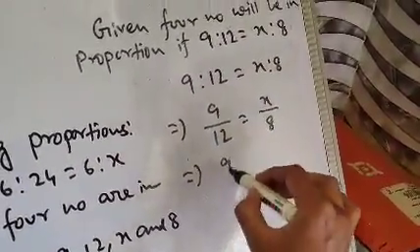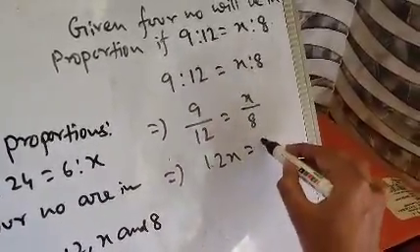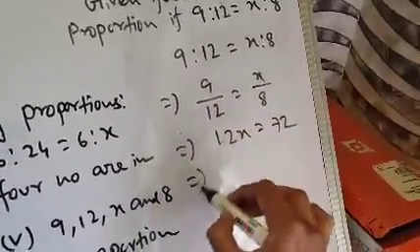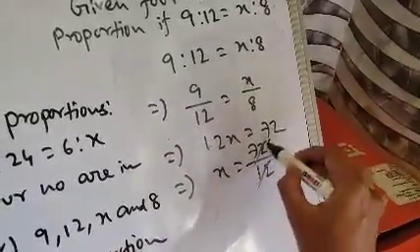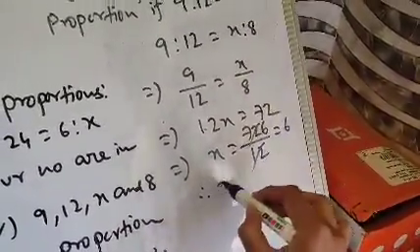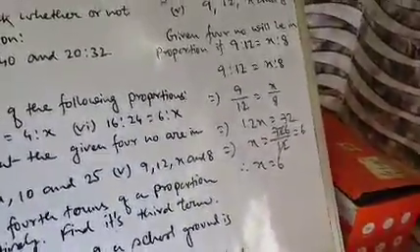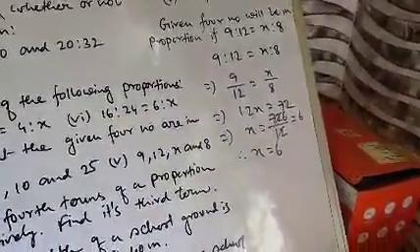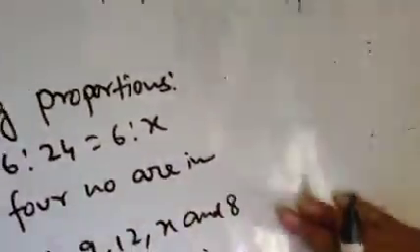Cross multiply again. It is 12 into x, that is 12x. 9 into 8 means 9 8s are 72. x will be equal to 72 by 12. Reduce it by 12 equal to 6. Therefore x will be equal to 6. This is the answer.